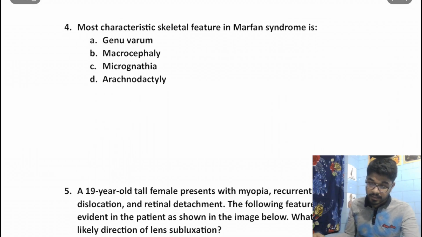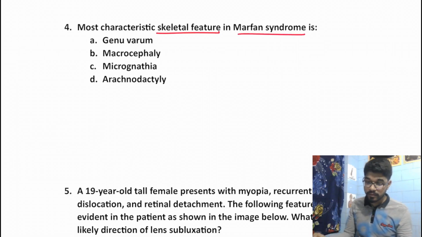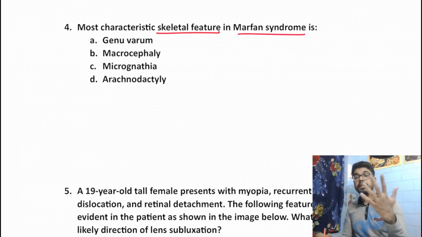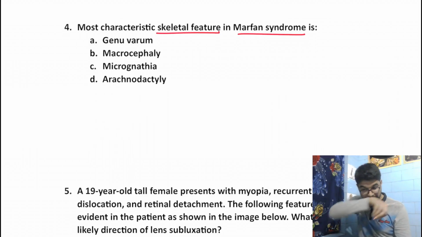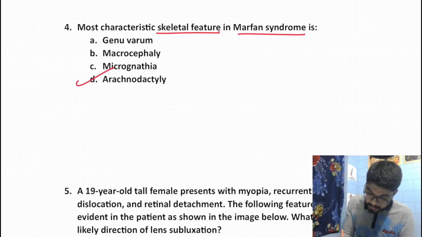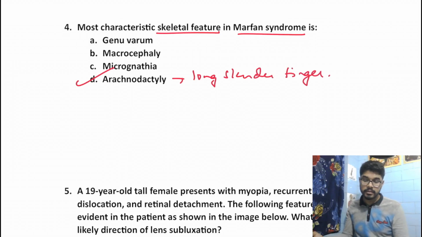The most characteristic skeletal features of Marfan syndrome. The most characteristic skeletal feature is arachnodactyly. Long, slender, spider-like fingers will be seen. So arachnodactyly, we get long, slender, spider-like fingers. Right, this is the most characteristic feature.